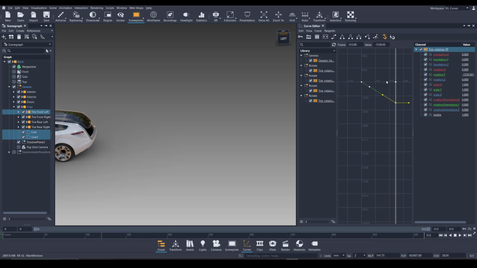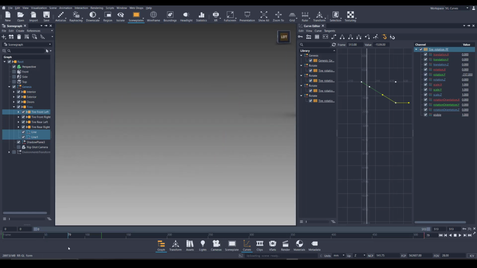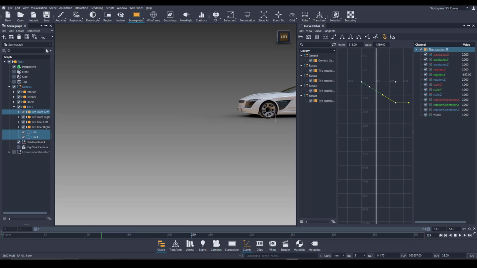So a lot of this is being a perfectionist. Of course, by eye, no one's going to be able to tell unless it's way off. So this is just some helpful tips to help you get closer to making sure that when your car drives, that the wheels are correctly rotating.